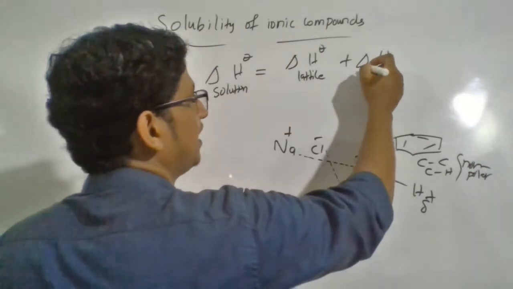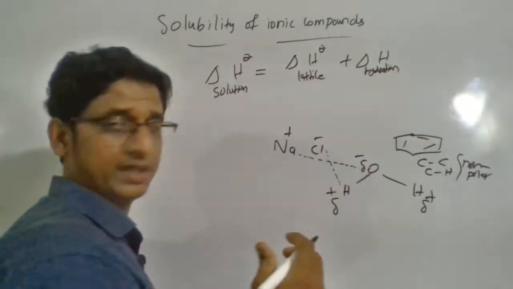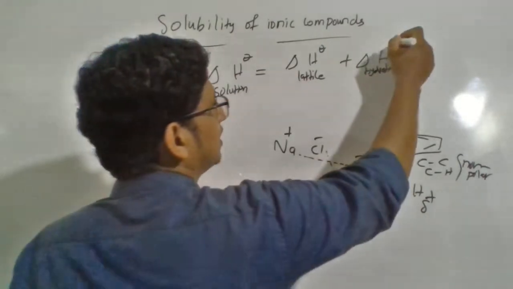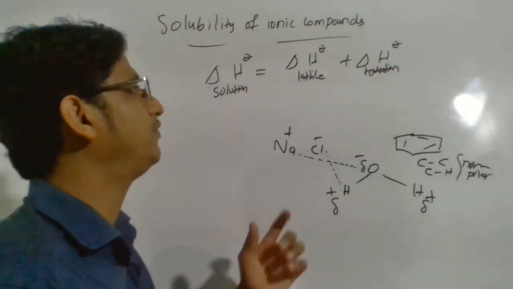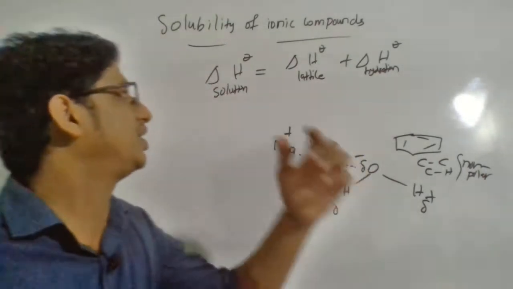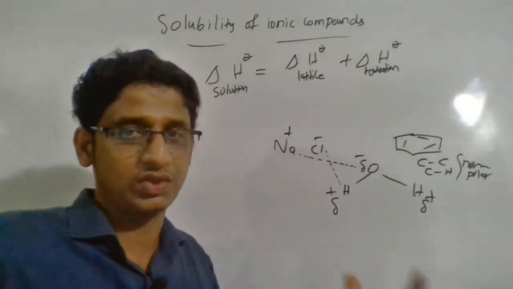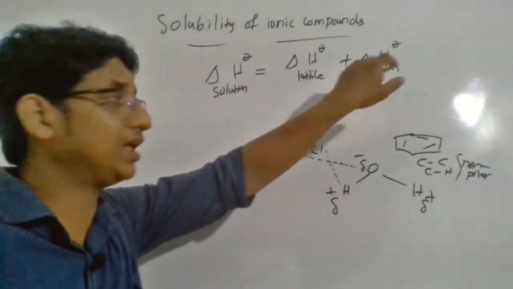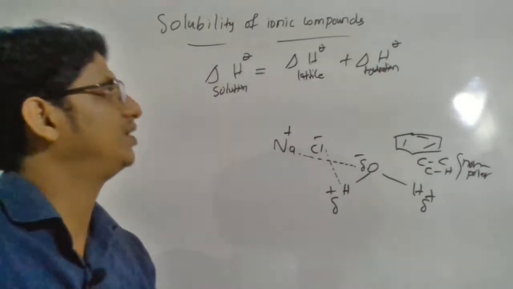So let me represent hydration enthalpy, or otherwise you can say solvation enthalpy, delta H solvent. These are the two factors which influence the dissolution of an ionic compound in water, or generally in a solvent. One is lattice enthalpy, the other one is hydration enthalpy. Now let us think how it influences.